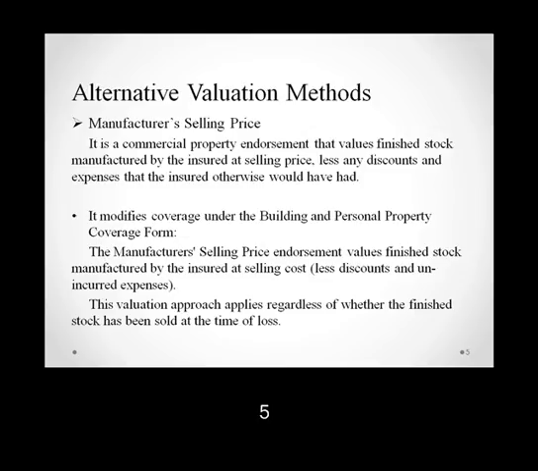And it will also less any discounts and expenses that the insured will otherwise incur. Now, it can modify the coverage under building and personal property. The manufacturer selling price endorsement values finished stock manufactured by the insured at selling cost. Now, it does not have to be sold.